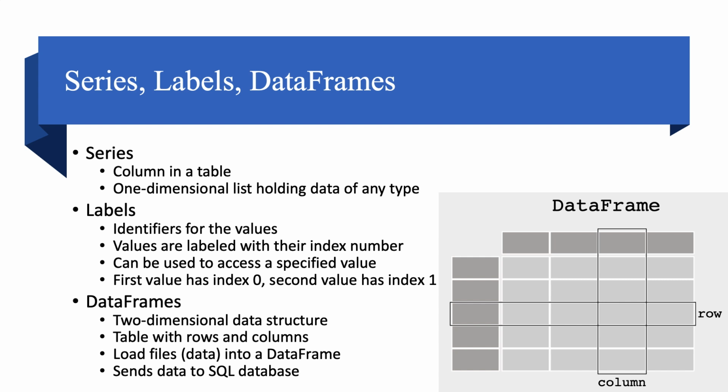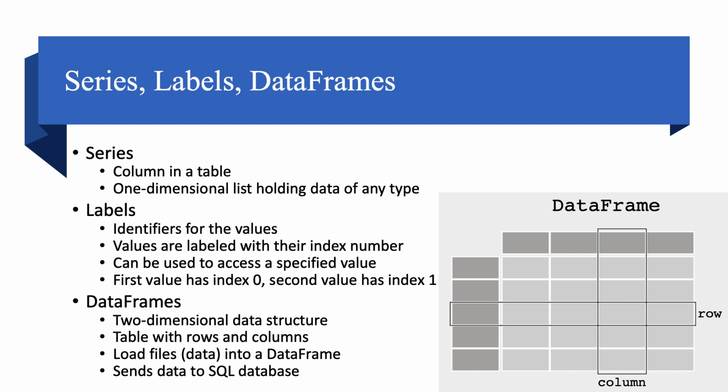Now, there are some new terminologies that we need to learn about when working with Pandas. I picked the three most common terms, which are series, labels, and data frames. So a Pandas series is like a column in a table. It is a one-dimensional list that holds data of any type, like strings or integers. Then we have labels, which are basically identifiers for the values of our data. It's usually the first column in our table, like the ID or the GUID in a typical database. And if no labels are used, then it defaults to just index numbers, where the first row is index 0, then the second row is index 1, and so on.